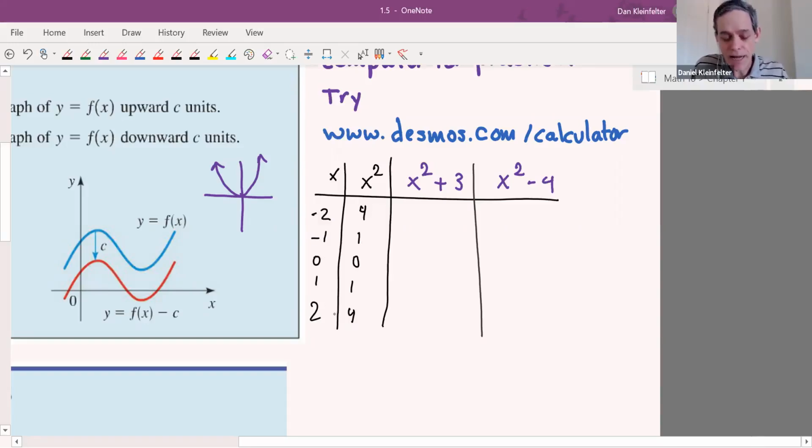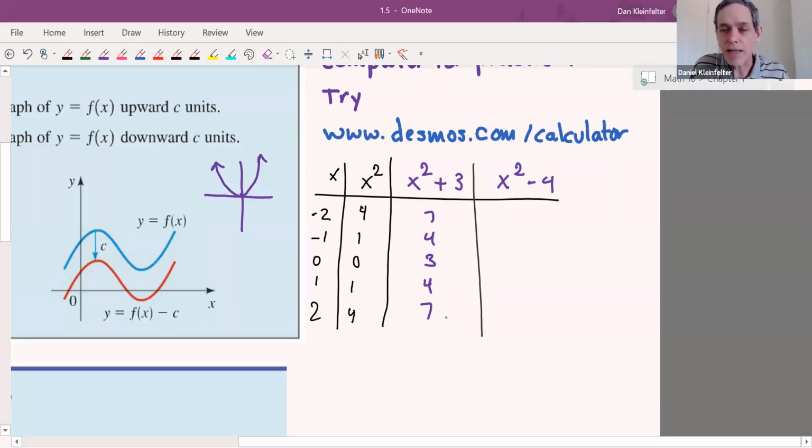If I wanted to calculate now x squared plus 3, well, I don't need to go back to x and start with that. Can't I just take x squared and add 3 to it in each case? So x squared is 4, so x squared plus 3 will be 7. If x squared is 1, then x squared plus 3 will be 4. If x squared is 0, then 0 plus 3 will be 3. And then continuing the pattern, we should end up with 7, 4, 3, 4, 7. I've just taken the values for x squared and added 3 to it.